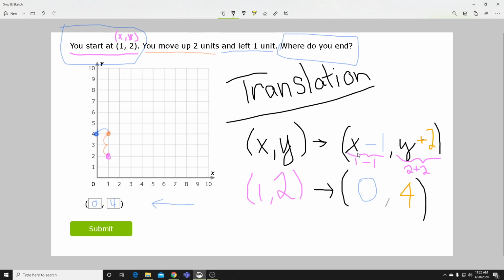So you see that we took 1 away from our x coordinate because we moved to the left, and then we added 2 to our y coordinate because we moved up. So our final coordinate would be 0, 4, and you see that's the same thing that we got when we drew this with a picture. So what we did is we applied a translation to the coordinate 1, 2. We moved it up by 2 and to the left by 1. In other words, we subtracted 1 from x, and we added 2 to the y coordinate.